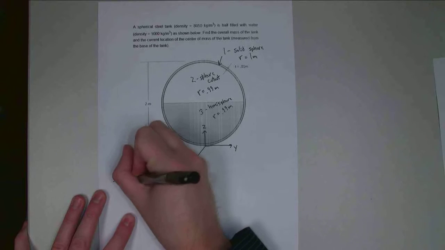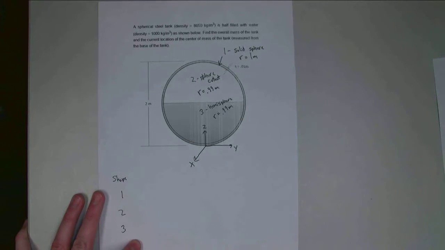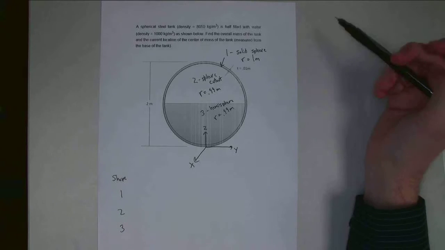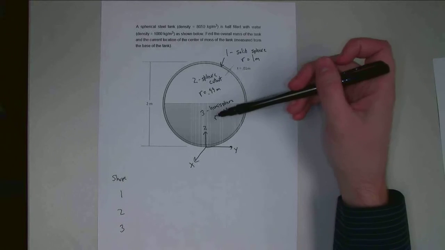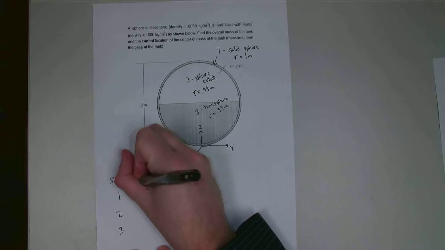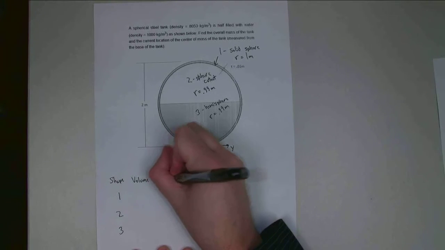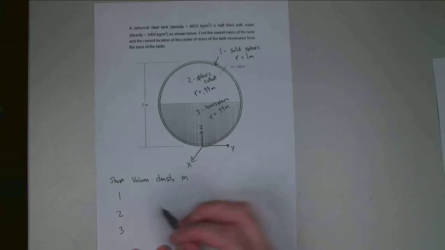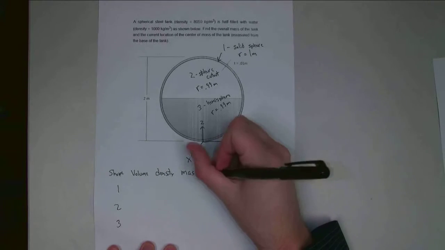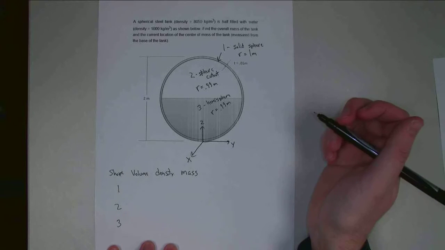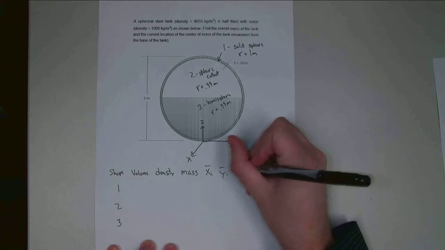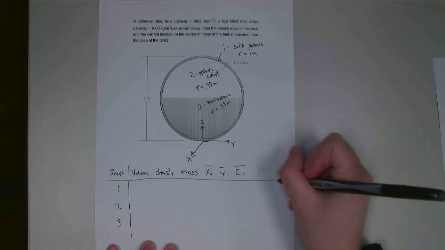Alright, so I've got my 3 different shapes: shape 1, 2, and 3. Since this is a center of mass problem, I need to know the mass of each of these pieces. As intermediate steps, I'm going to need to figure out the volume based on the geometry of this whole scenario. I've got the densities of the 2 different materials, the steel and the water. So I'm also going to make columns for volume and density. If I multiply volume times density, I will get the mass of each of my components. Beyond that, I need to know the x, y, and z coordinates of the center of mass of each of these parts, so xi, yi, and zi. Alright, so let's go ahead and make our table.